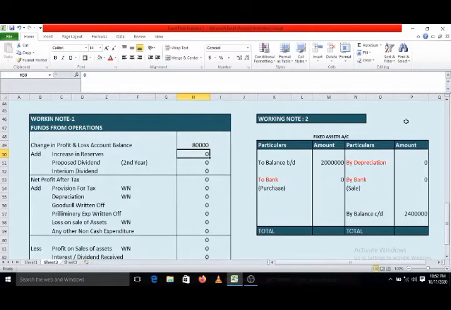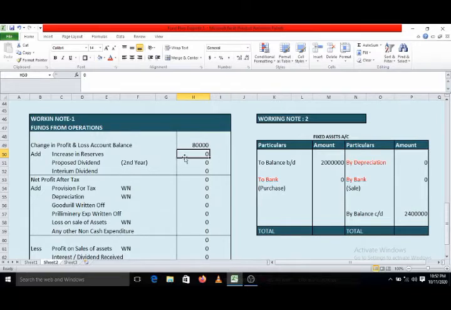So this is a positive change. Profit and loss account has increased, means our profit has increased, that surplus has increased by rupees 80,000 during the year 1920. So this is a positive change. If there would have been reduction in the balance, then would have taken it as a minus figure. But here it is positive change. Next, add. What is to be added?